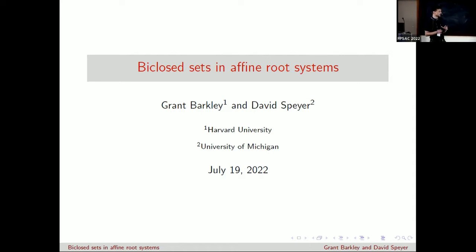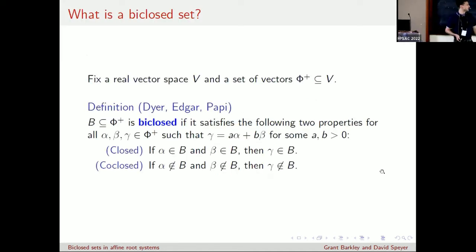I imagine a couple of people might be familiar with affine root systems in the audience, but biclosed sets are probably new to almost everybody. So I'm going to define what that is. Most of my talk will be trying to get the hang of what these things are, what they look like, and why we should care. Then I'll talk about some new results at the end. It'll mostly be pictures.